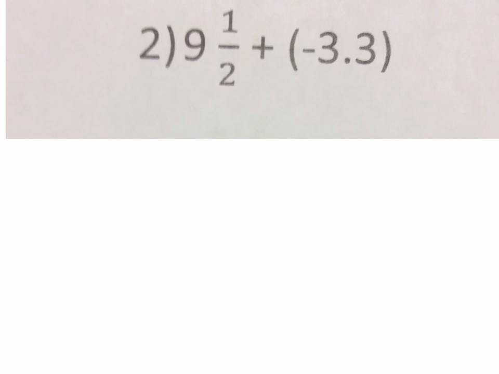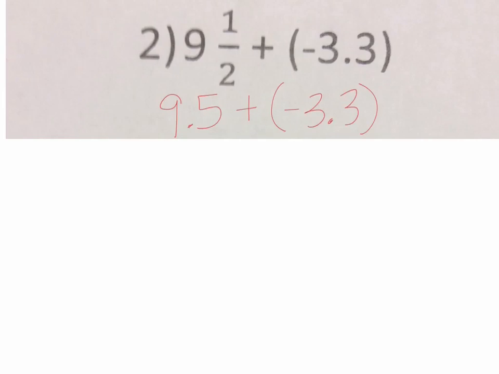Now let's look at number 2. We have 9.5 plus negative 3.3. Again, I would suggest going decimals. 1/2 is a very easy decimal to make. I think we all know that 1/2 is the same as 0.5. So I'm going to change this to say 9.5 plus negative 3.3.